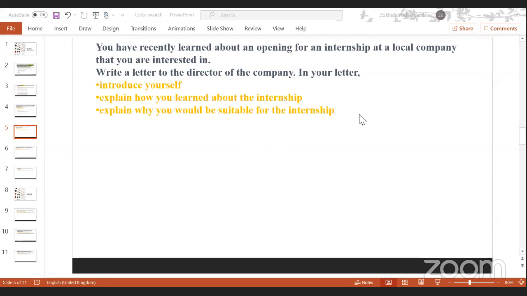Okay, next email. You have recently learned about an opening for an internship at a local company that you are interested in. Write a letter to the director of the company. In your letter, introduce yourself, explain how you learned about the internship, explain why you would be suitable for the internship. First of all, what is internship? Yeah, the same question.